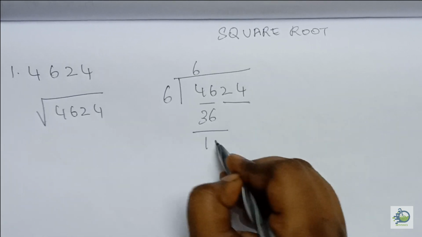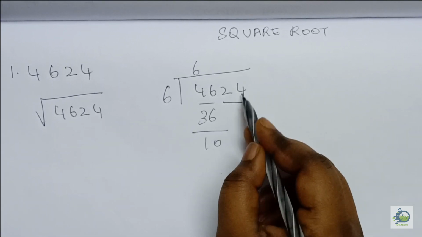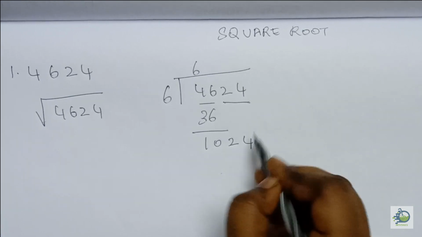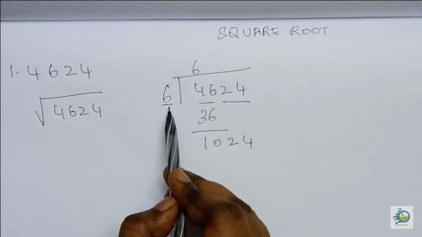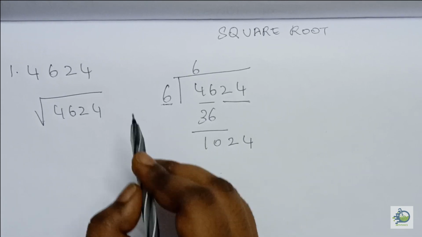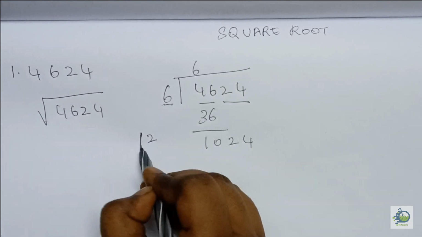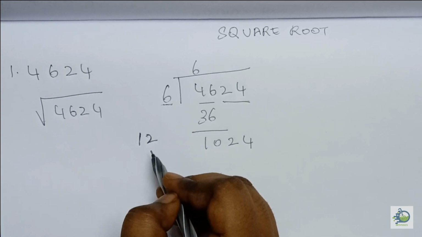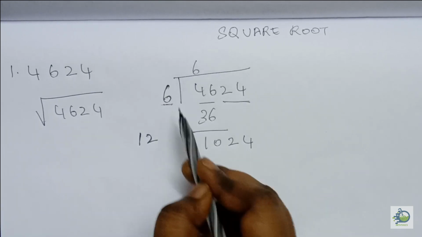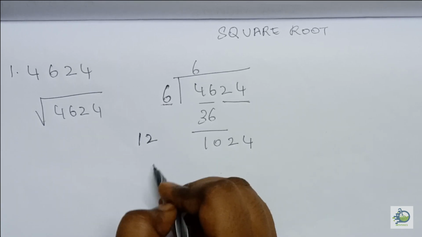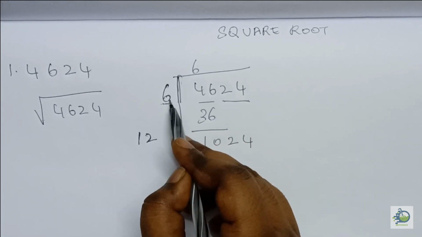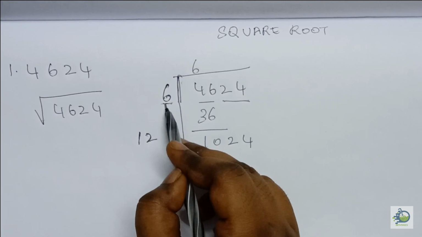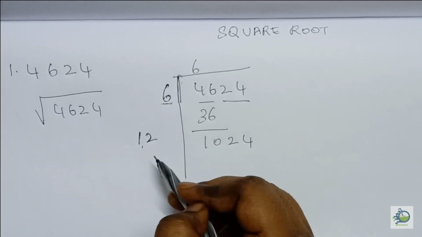So I'm getting 10 as the remainder. Now I have to bring this 2 and 4 both down, and I have to multiply this number 6 with 2. So I am getting 12. Six twos are 12. We have to always multiply the number we are writing here with 2 and write it here.